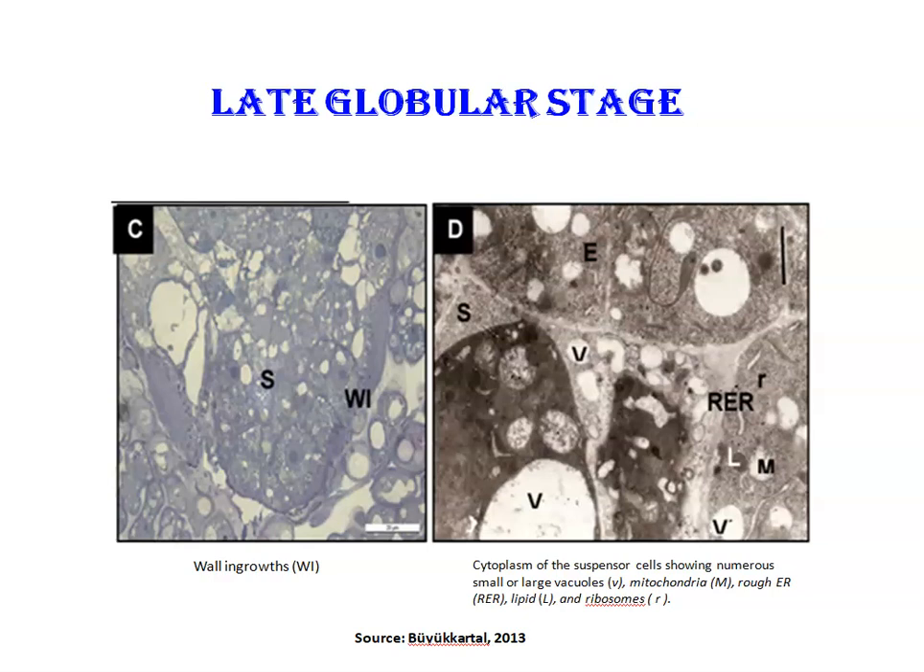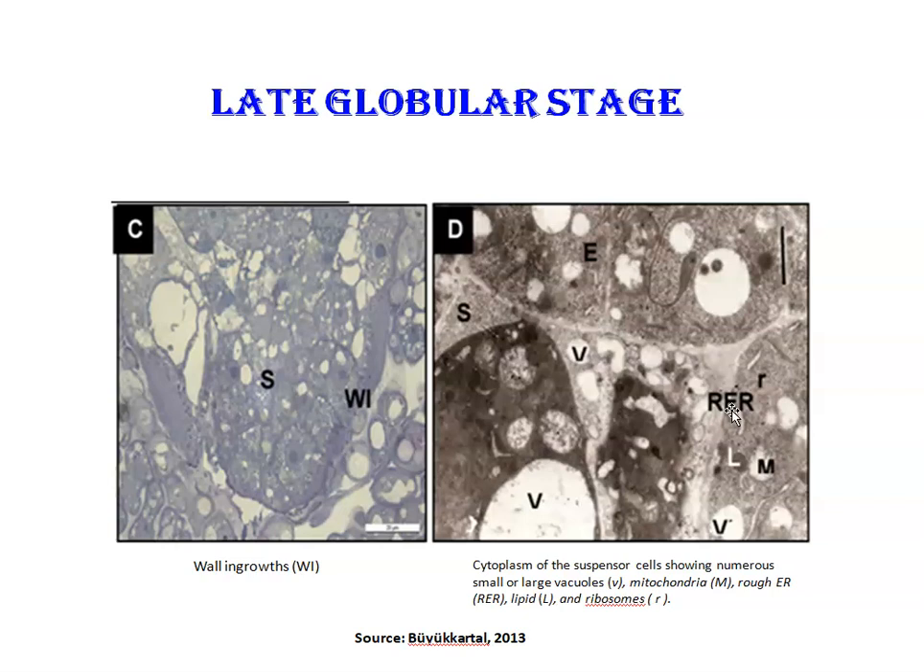Then well-developed wall ingrowths are present along the walls of the suspensor at the micropylar end at the late globular stage. You can see here this suspensor cell and these are wall ingrowths, right? So the cytoplasm here contains several organelles, like rough endoplasmic reticulum. You can see here the rough endoplasmic reticulum. The rough endoplasmic reticulum is poorly developed and has a swollen appearance to various degrees. Some of the vacuoles at this stage contain electron-dense deposits.